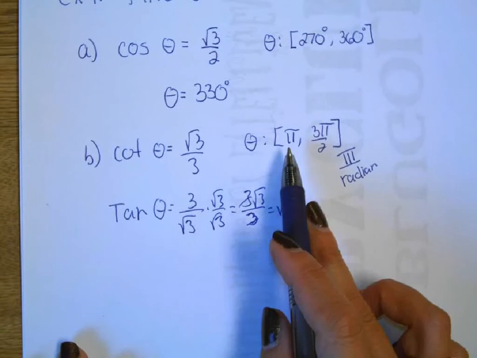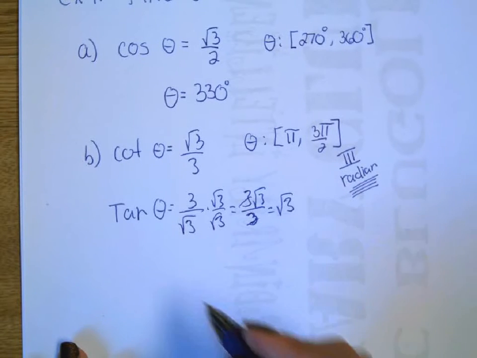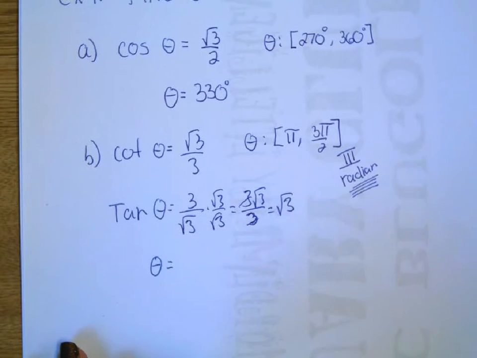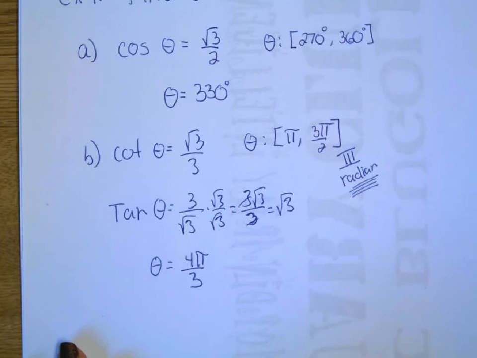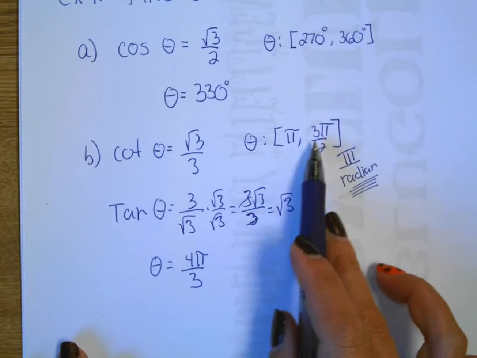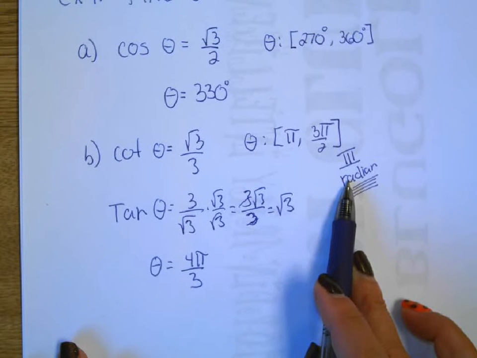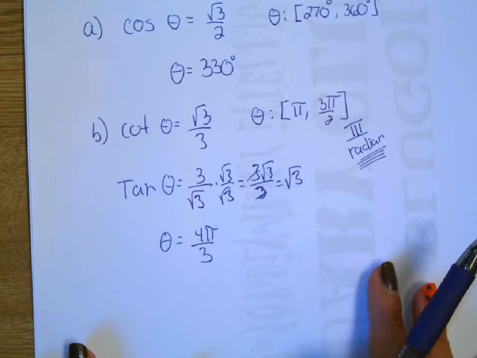240 degrees. So close. And the radian is 4 pi over 3. What's the degree where it was at? 240. What's the radian that's there? 4 pi over 3. Yeah. So this tells me two things: where to look and what mode the answer should be in.